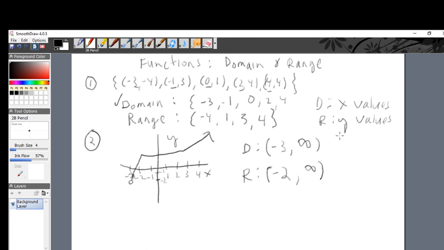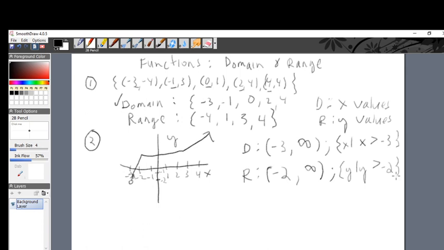Another way of putting it is x such that x is greater than -3. And over here, another way of putting it is y such that y is greater than -2.